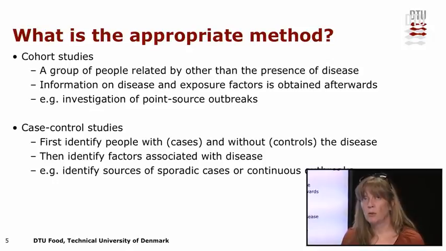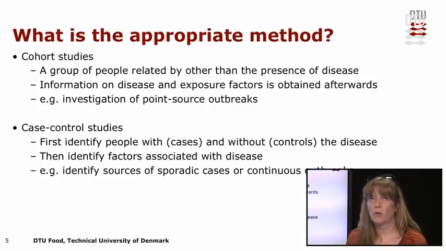It could also be people going to the canteen in a particular school where, again, a fraction of these people get sick. So you define the cohort, and after that you collect information about disease and exposure factors and analyze if some of the exposures are more common among those that got ill than those that did not get ill. This type of method is particularly used in the investigation of point source outbreaks, where those people that got sick very close to each other probably got infected or exposed through the same meal of food on the same day.